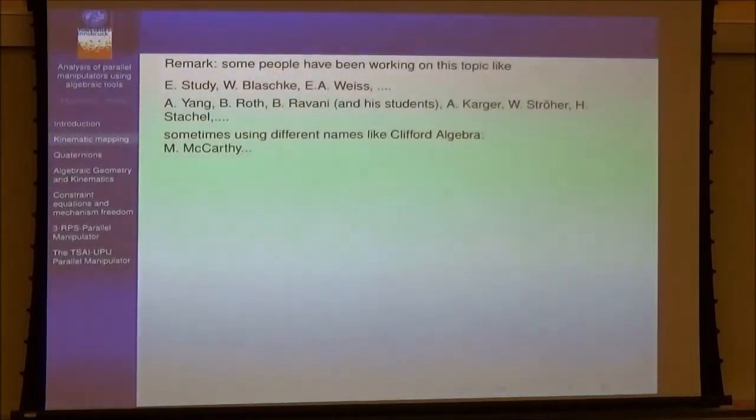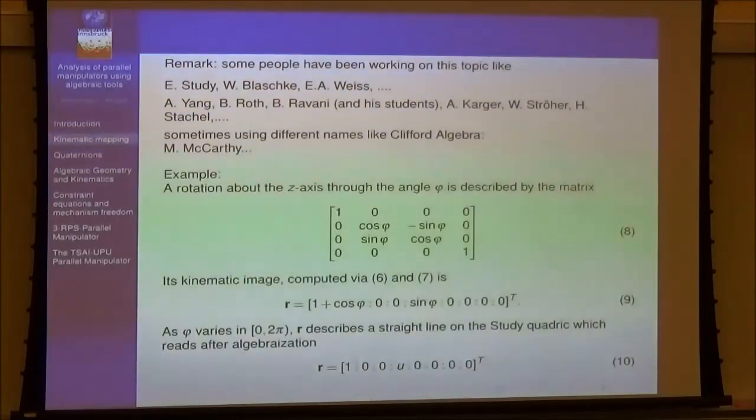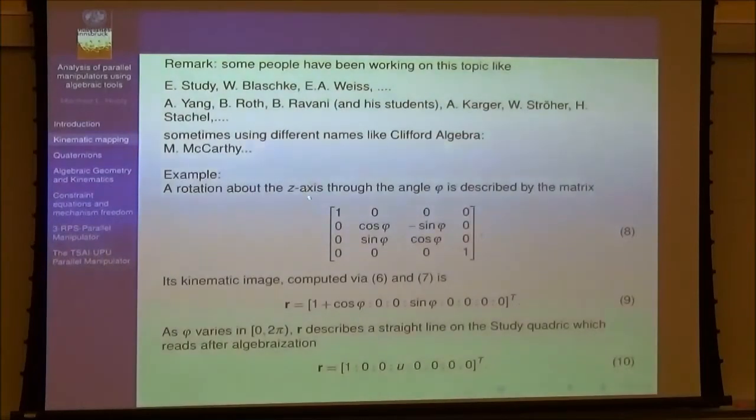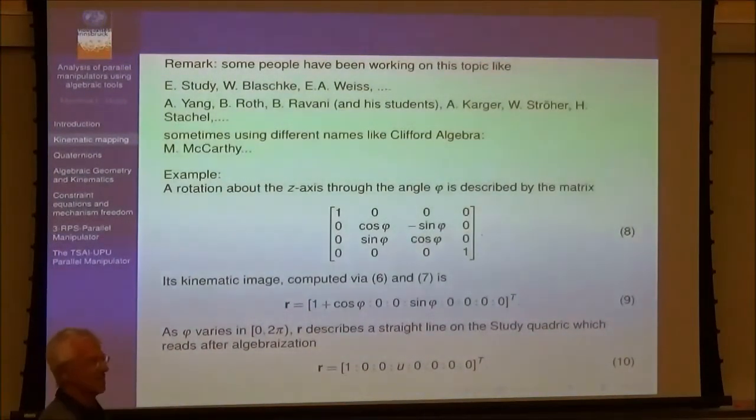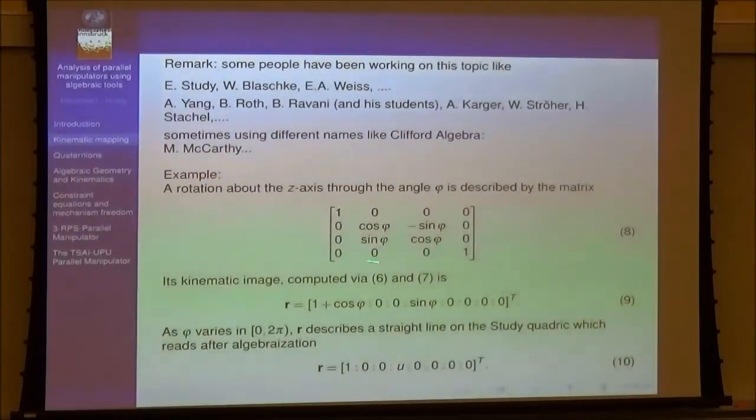There are people who have used it under different names, like Clifford algebra. In the morning you have heard about this. This is the same. Let me give you a very simple example. Let's assume we have this element of SE(3). What does this matrix describe? A rotation about the Z-axis, yes, that's correct. It's a pure rotation. So, what is the image of this rotation?